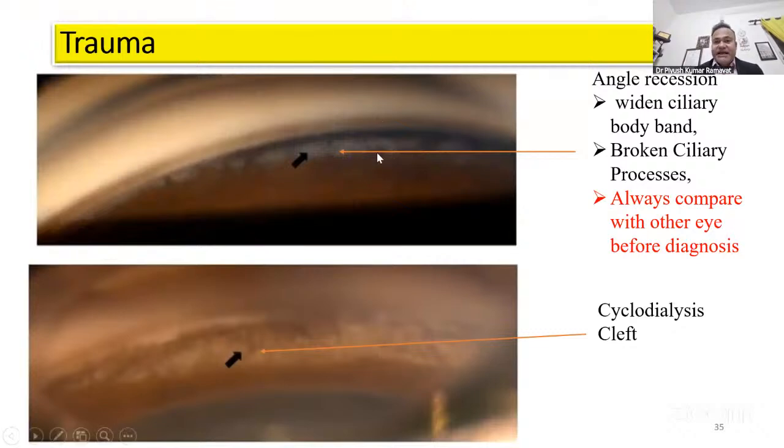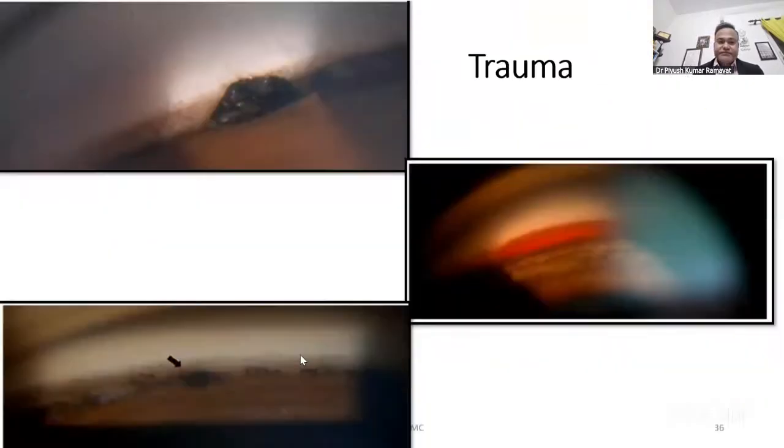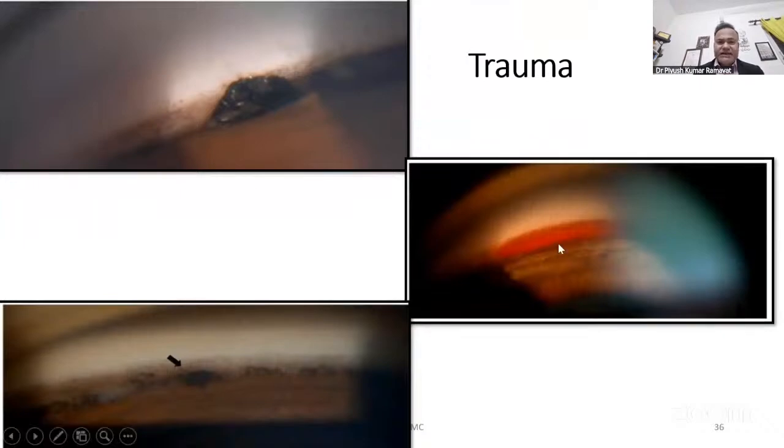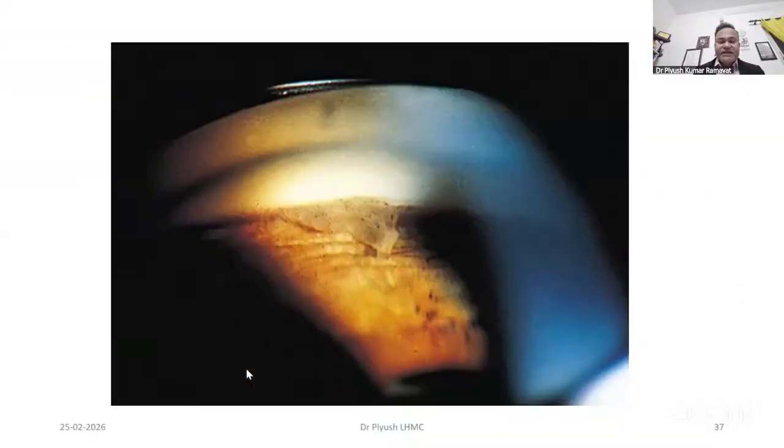Post-trauma, irregular widening of the angle recess, irregular widening of the ciliary body band will denote angle recession. But make sure you are examining all the quadrants and both the eyes, because regular widening can be seen in myopia. So irregular widening of the ciliary body band means angle recession. And in a cyclodialysis cleft, you will have an increased gap between the scleral spur and the ciliary body band. In trauma, you can see foreign bodies, blood clots in the angle. After surgery, sometimes you can see lens matter in the angle, a lens haptic captured in one of the patients, various tumors, cysts.